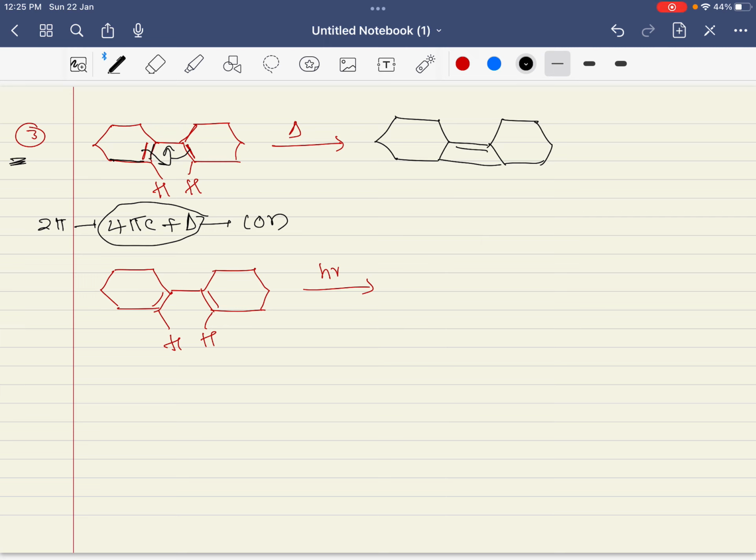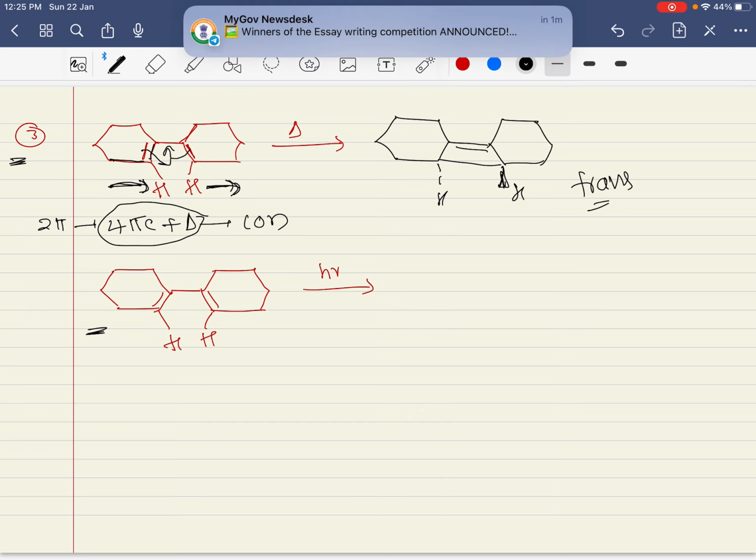Here conrotation you have to do. Conrotation means moving in one direction. See, what we are doing here is, this direction means H will go below. Look at here, flip, H will go below. Here you are moving in this direction means H comes above. This is trans.